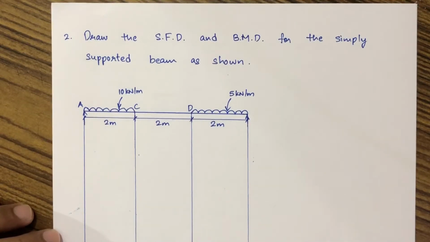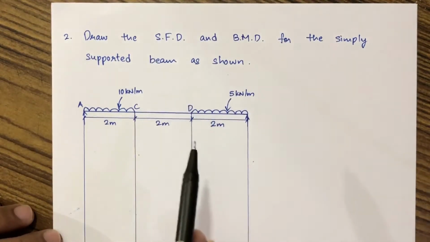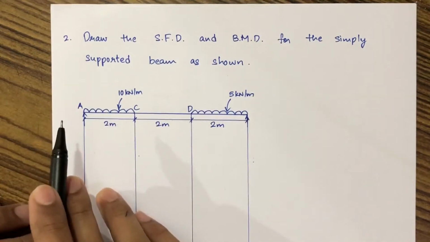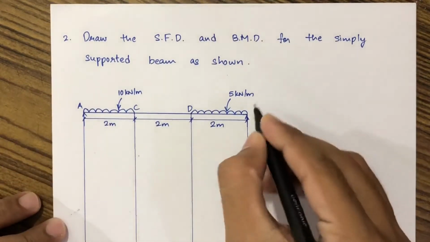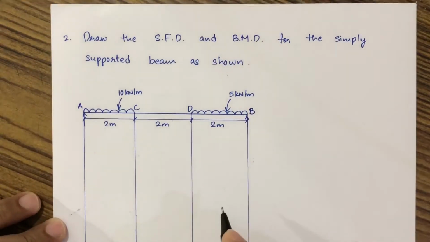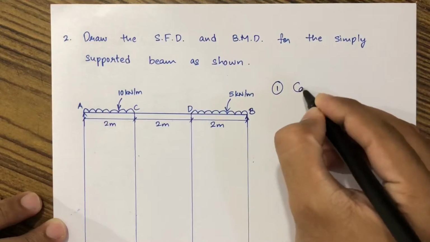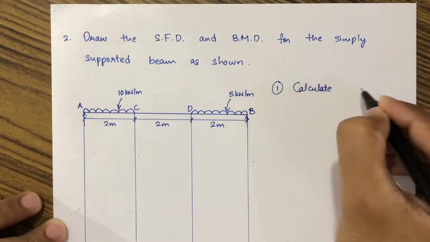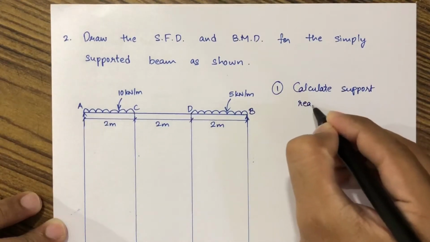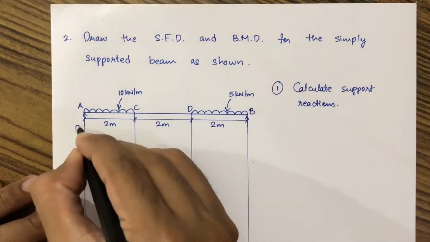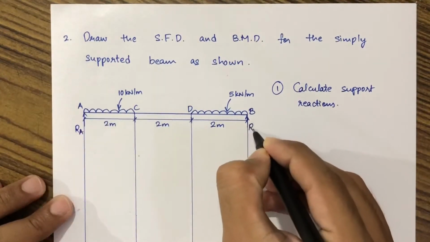Hello all. Let us solve another problem on finding out the shear force and bending moment diagram. Now this beam is provided over here and there are reactions at A and B. So we need to find out first the reactions at A and B. So first step is to calculate support reactions. So this will be RA and this will be RB.